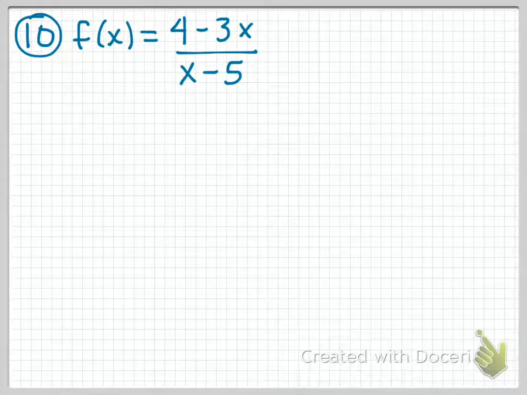For number 10, same set of directions as for number 6. We have to talk about transformations and then sketch it. But we've got more going on here. Anytime you have one where the degrees match and you're trying to use the function transformations approach, you want to rewrite this function so that it looks sort of like, we'll call it vertex form, and so that we can see the A, the H, and the K. And to do that, we're going to divide.